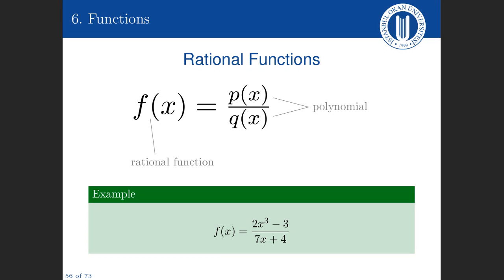If we take two polynomials, p and q, and then we take the quotient of p divided by q, this is called a rational function. For example, 2x minus 3 is a polynomial. 7x plus 4 is a polynomial. When we do polynomial divided by polynomial, we get a rational function.